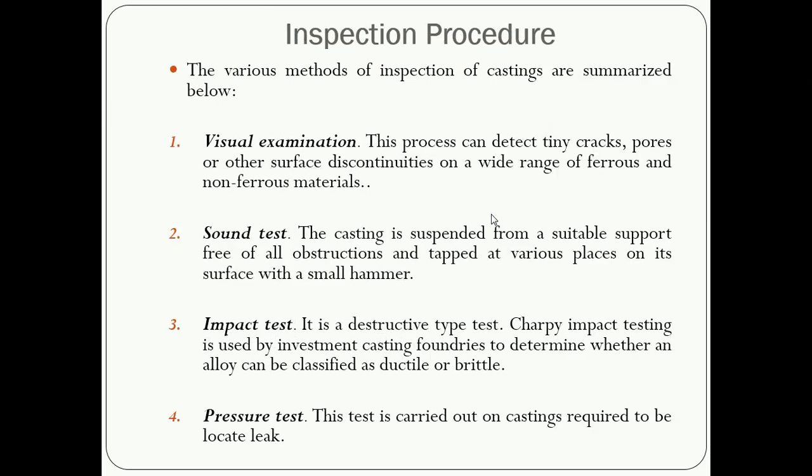Now we have seen various types of defects. Now we will see inspection procedure. There are various methods of inspection used in the industry for casting, forging as well as welding. First is visual examination.